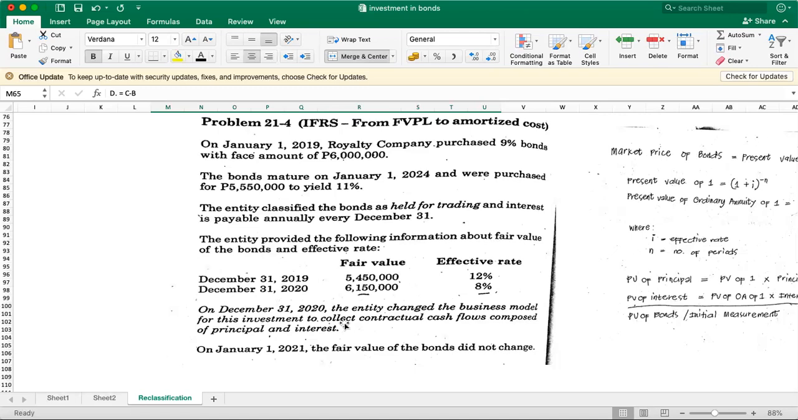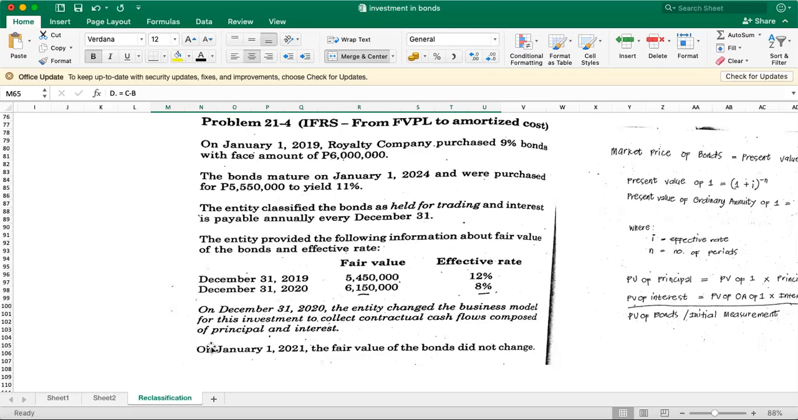The question now: when is the reclassification date? The reclassification date is the first day of the next reporting period. Therefore, we reclassify the investment not on December 31, 2020, but on January 1, 2021, the first day of the next reporting period after the change. So this is now our reclassification date.